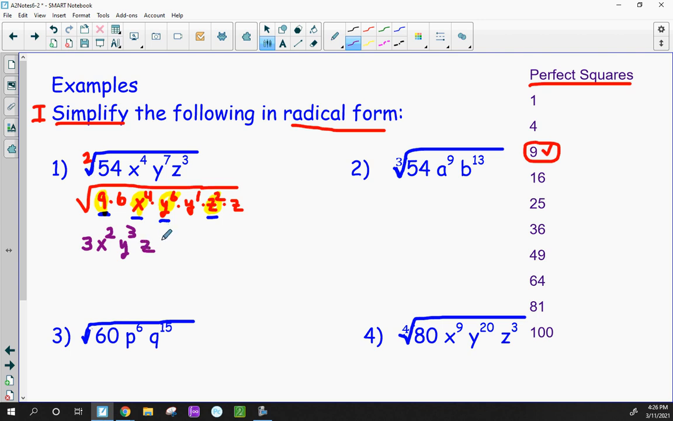And then once I've gotten all those pieces simplified, notice that they are not underneath the radical. Then you're going to go ahead and bring your radical down beside of it. And anything that is left underneath the radical that cannot be simplified is going to have to stay: 6, y, and the z. I know it looks messy right now, but this is called the simplified radical answer.